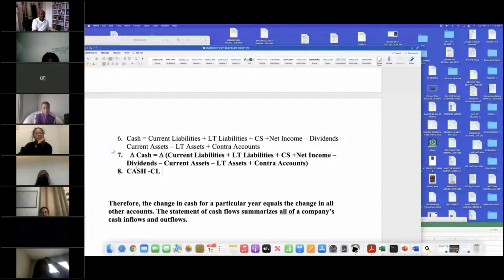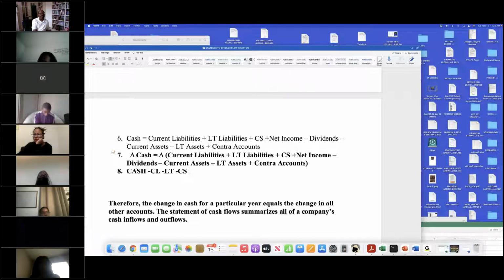Because common stock and net income are also positive, would you be subtracting those two as well? I guess you have to subtract them. Minus the common stock. Well, we're trying to solve for net income. So what are we going to do with the dividends? Add it. The dividends are going to be added, so it's going to be plus the dividends.